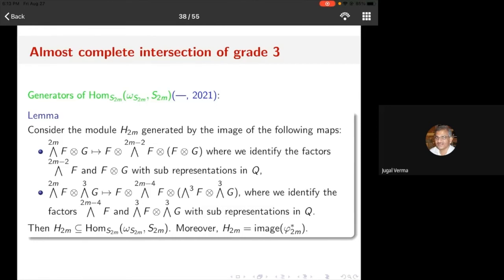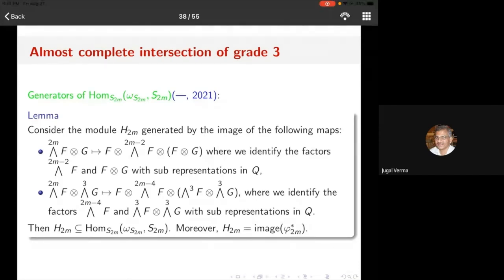The first map is wedge 2m F tensor G going to F tensor wedge 2m minus 2 F tensor F tensor G. This map is a composition of diagonal maps, where wedge 2m minus 2 F tensor G are identified as sub-representations of Q. Similarly, we have the second map. The module generated by the image of these two maps is contained in H2m, the dual of this Hom.